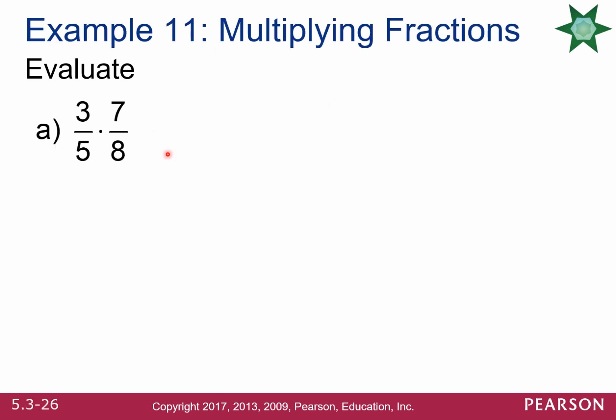So here are a few examples that we'll work on. We have 3/5 for one fraction and 7/8 for the other, and we will need to multiply. So we know that all we do is multiply the numerators. In this case, 3 times 7 is 21, and 5 times 8 is 40. So our answer should be 21 over 40.